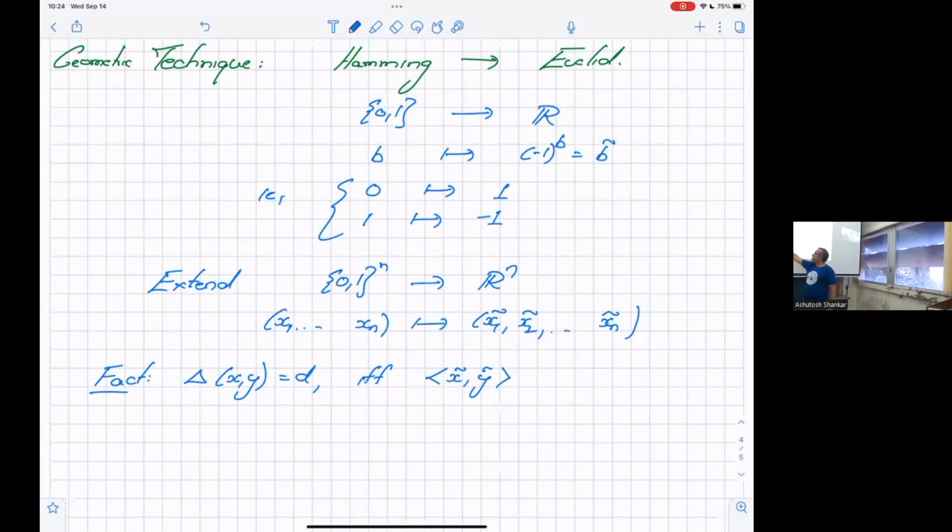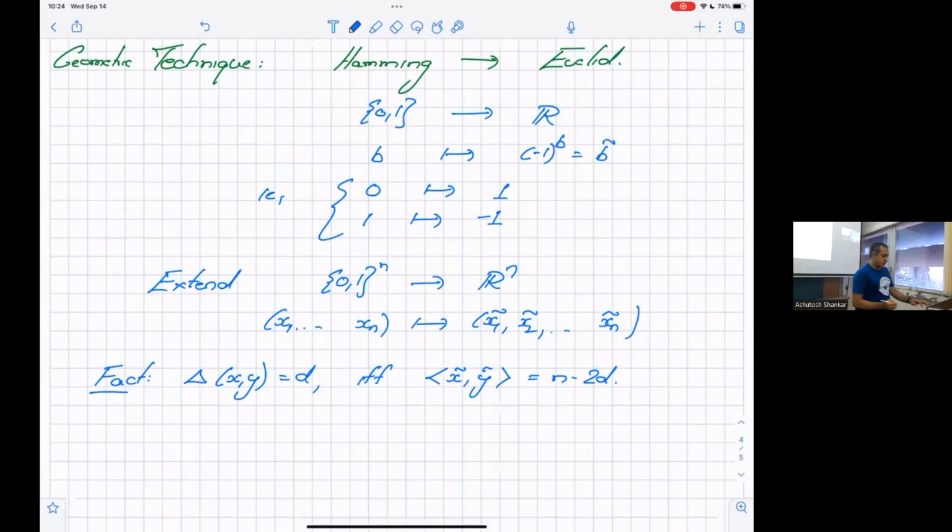Therefore, how many agreements are there? There are n minus d agreements, and there are d disagreements. So it's n minus d minus another d. So this is n minus 2d. This is an if and only if. This is d, this is x tilde, y tilde. The inner product between them has to be n minus 2d.